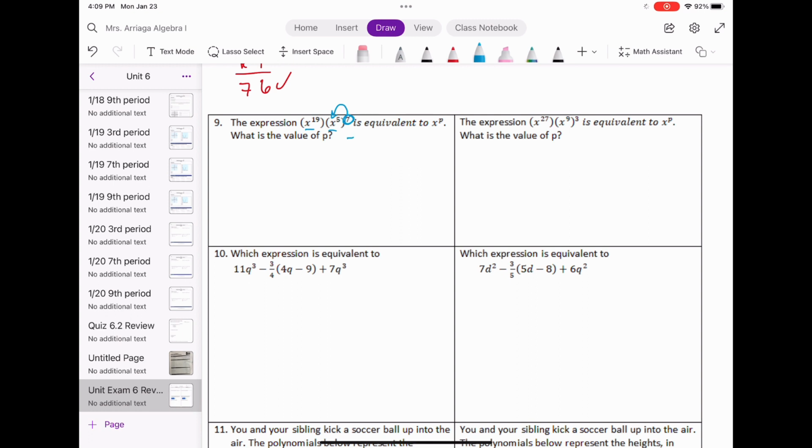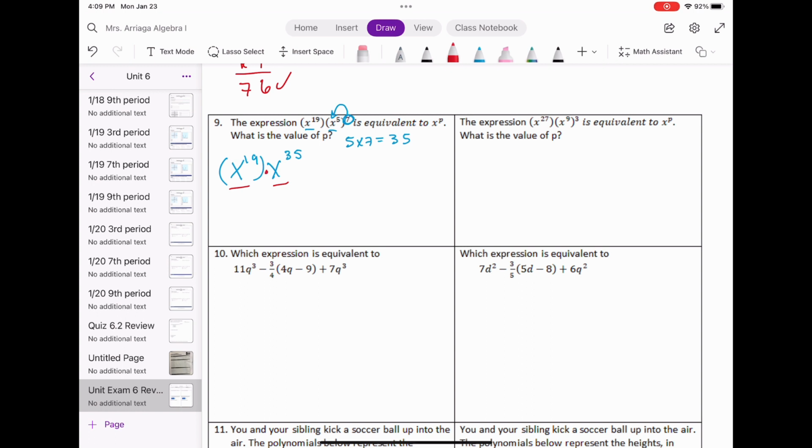All right, for number 9, we're going to be using the exponential properties. First, let's distribute that 7. That's the power to a power rule, which says whenever there's a power and another power, we multiply those numbers. We multiply the exponents. So 5 times 7, that's 35. So we write x to the 19 times x to the 35.